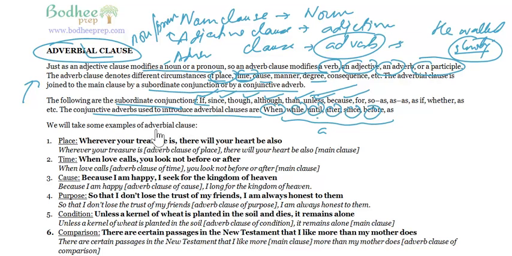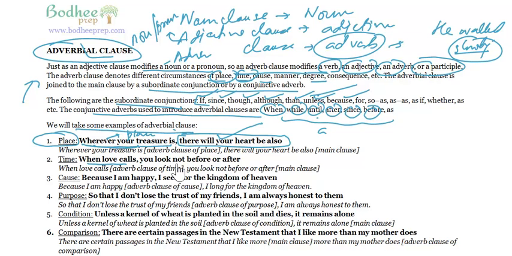Now we will take some examples of adverb clauses. This is the example of an adverb clause of place. Wherever your treasure is, there will your heart be also. So there will your heart be also is the main clause because it is meaningful, and wherever your treasure is becomes the place, right? The adverb clause of place.